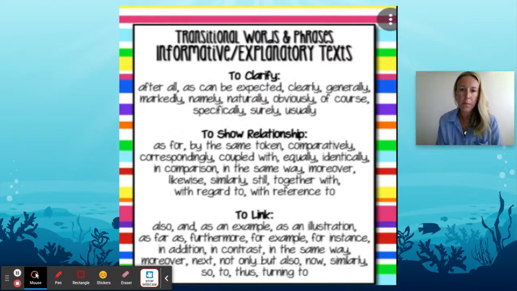Transitional words and phrases for information or explanatory text are identified below. We can add transitional words and phrases to one, clarify, two, show relationship, or three, link. I'm going to show you how to do each one of those using my essay that I wrote.